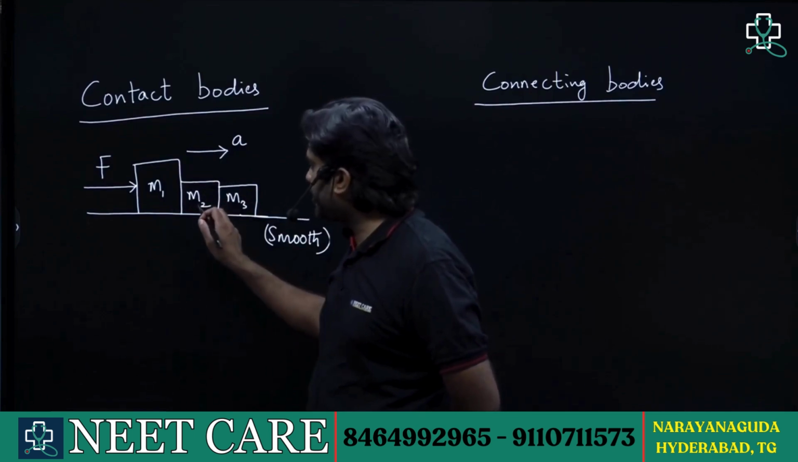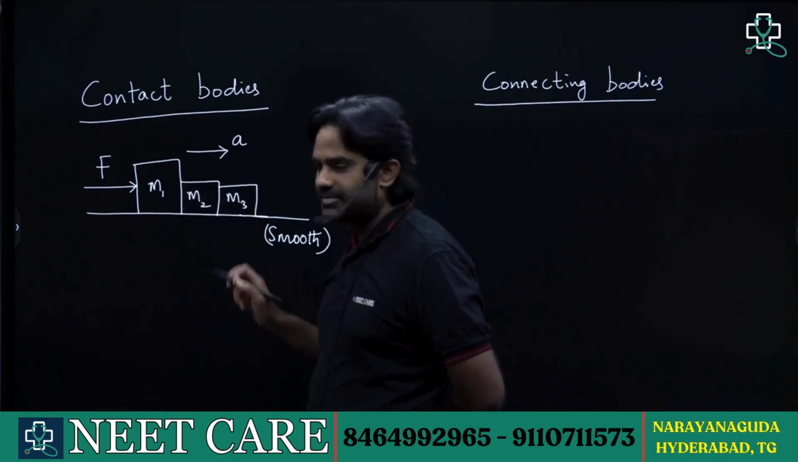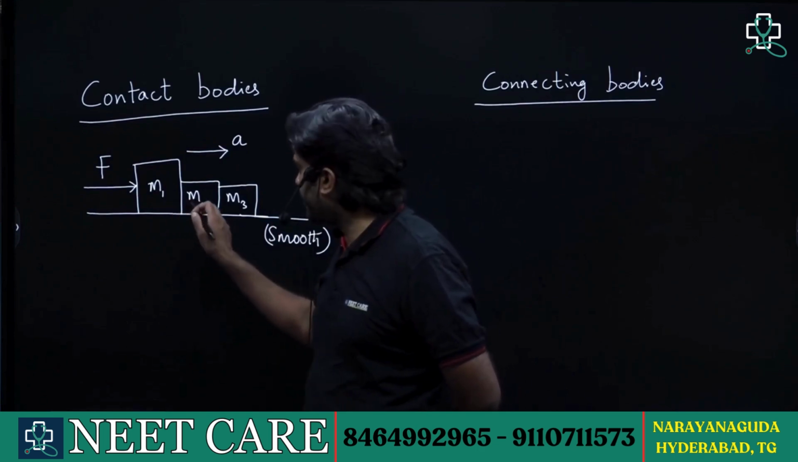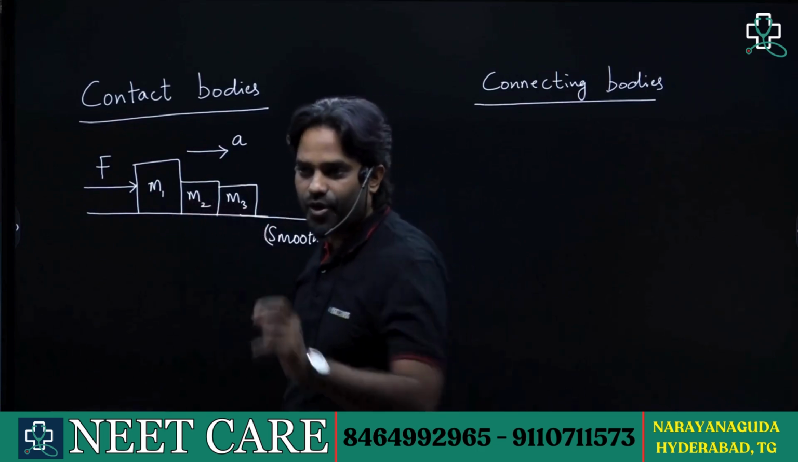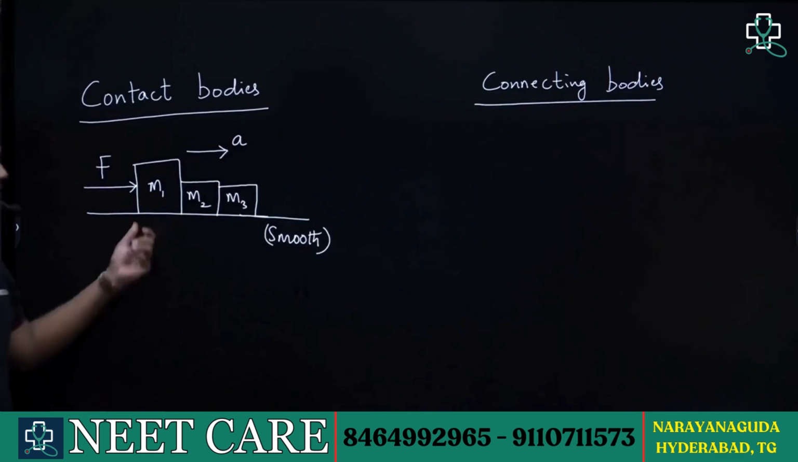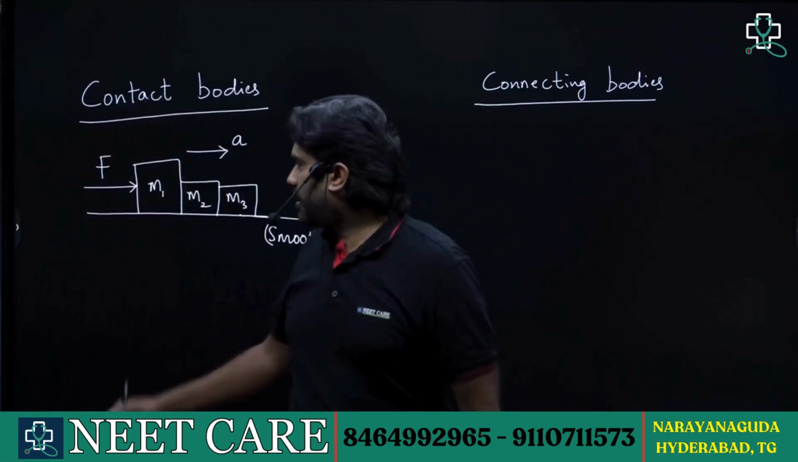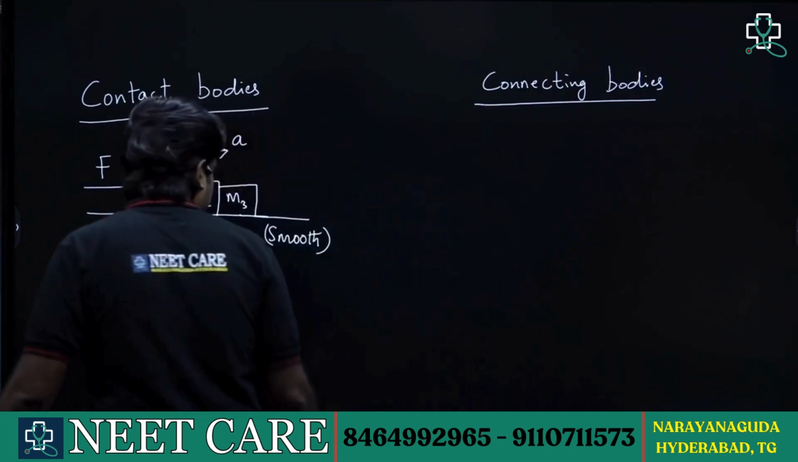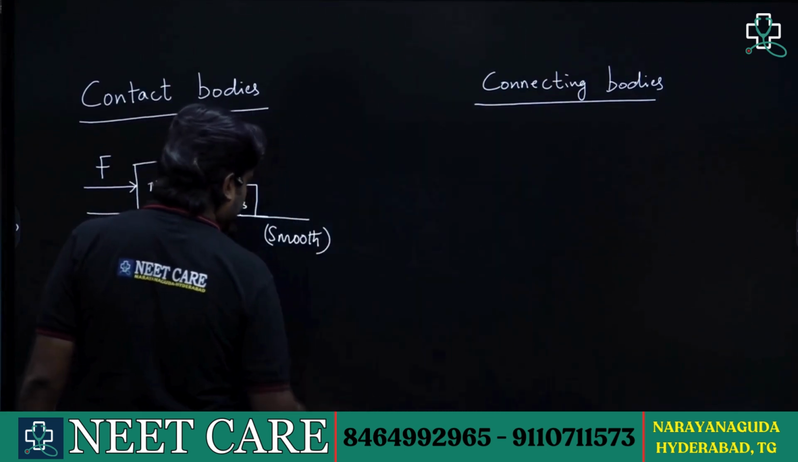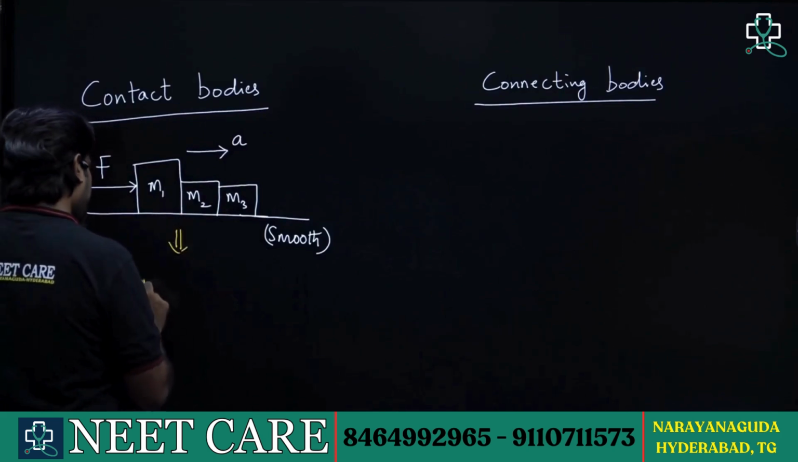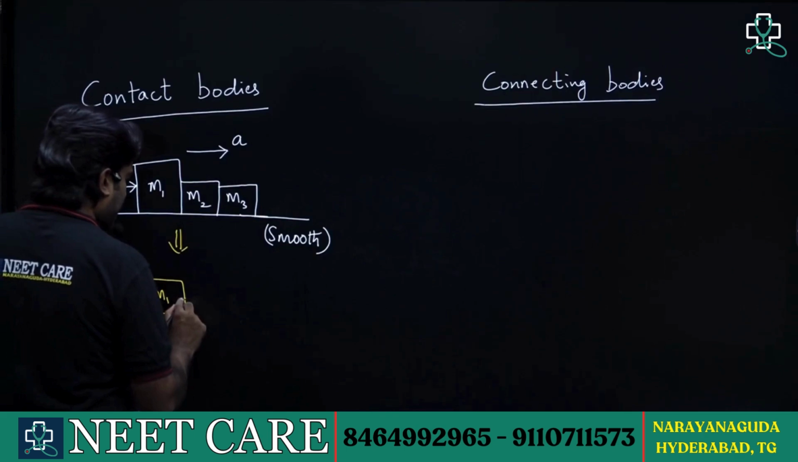So m2 is moving due to contact force between m1 and m2, and m3 is moving because of contact force between m2 and m3. So between m1 and m2, and m2 and m3, you will expect the contact force. Usually in these sums you will be asked the value of the contact force either between m1 and m2 or between m2 and m3. This is solved purely with the help of a free body diagram. So let us consider here this is m1.